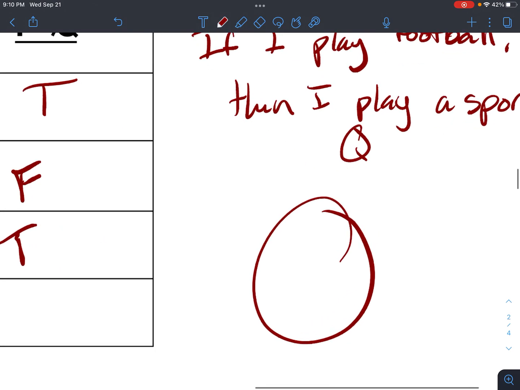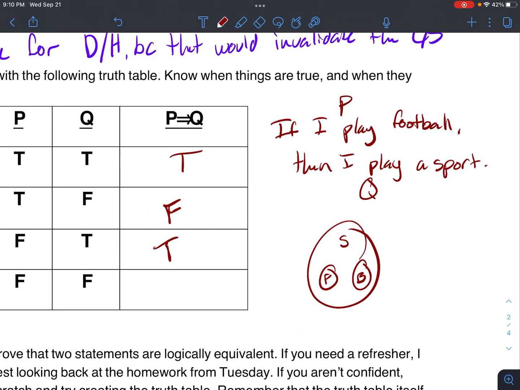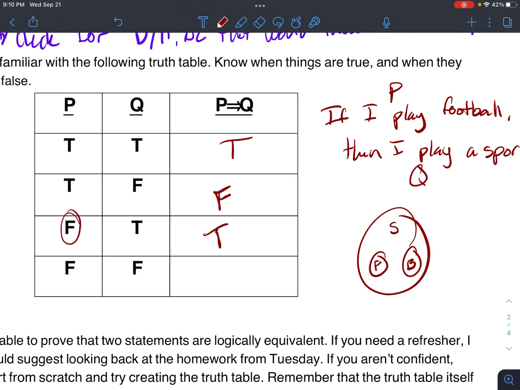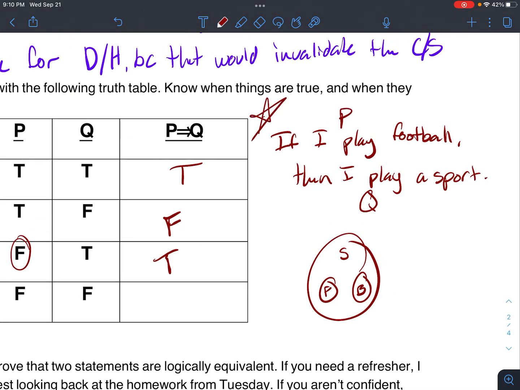Think about it like this. If I draw a Venn diagram and I have sport and I have football. So football is in the realm of sports. But if I play, let's say, baseball, okay? Baseball's still a sport, and we could substitute that in for this. So if I play baseball, then I play a sport. That doesn't invalidate this, okay?